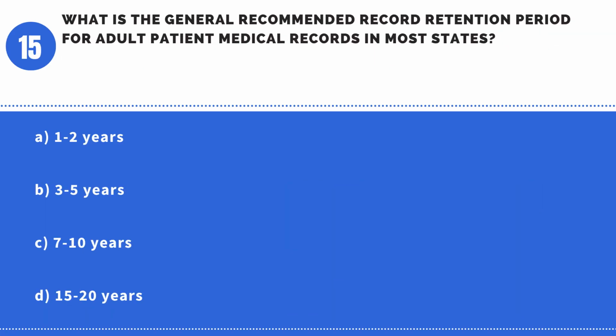Question 15. What is the general recommended record retention period for adult patient medical records in most states? A. 1 to 2 years. B. 3 to 5 years. C. 7 to 10 years. D. 15 to 20 years.